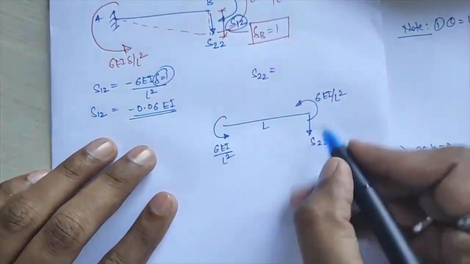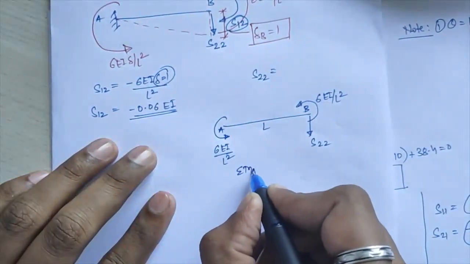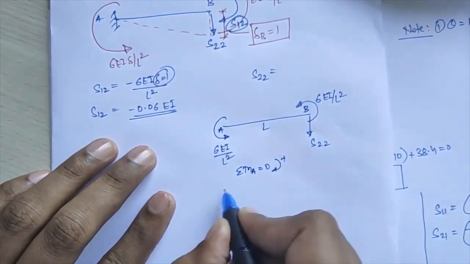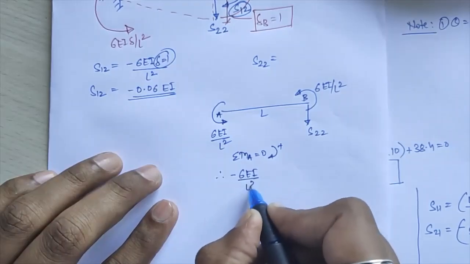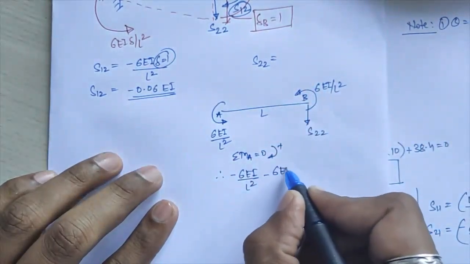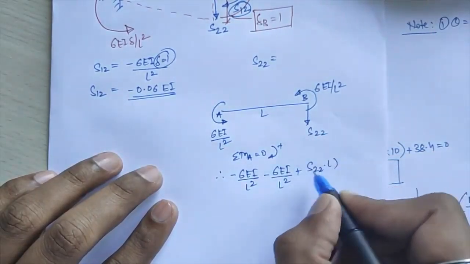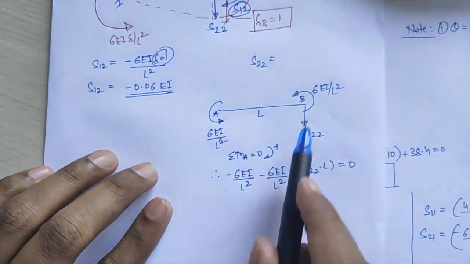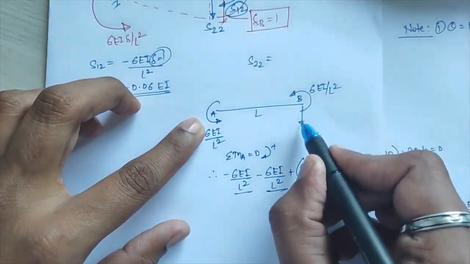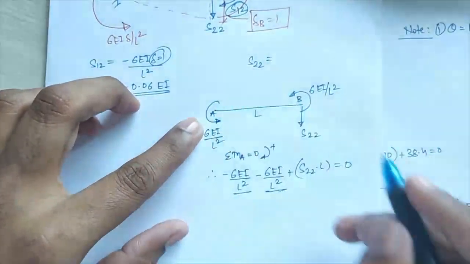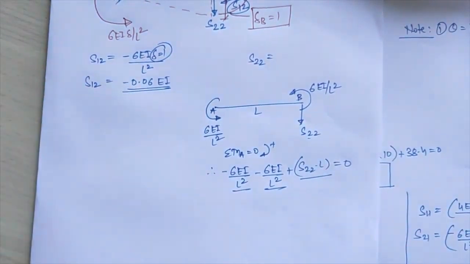Okay, so here you have to calculate S of 2 2. For that I'll take again moment at point A is equal to 0, treating clockwise moments again positive. So what I get is minus 6 EI upon L square, again this anti-clockwise minus 6 EI upon L square, plus S of 2 2 into L is equal to 0. This is anti-clockwise moment, so that comes minus. This is also anti-clockwise, so minus, and this moment about point A will be in clockwise direction, S of 2 2 moment, so that will come positive in nature. S of 2 2 into lever arm is L again.